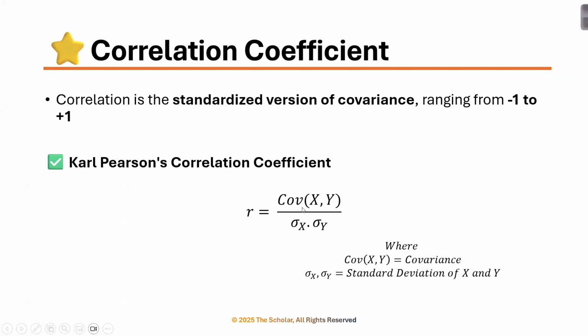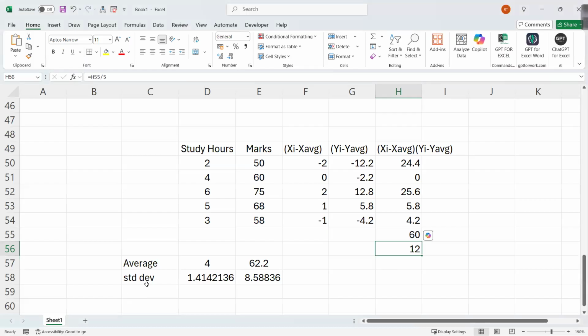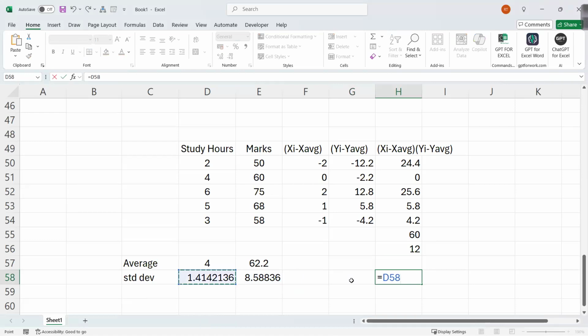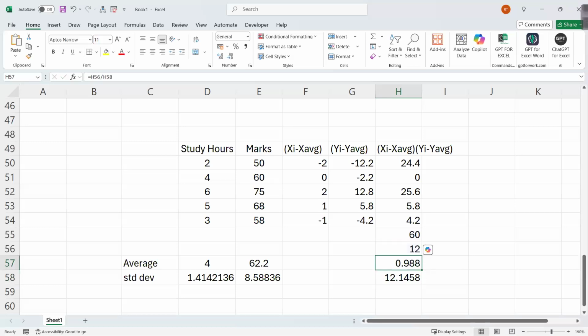Now I want to divide that by sigma of x times sigma of y, the multiplication of the standard deviation of x and the standard deviation of y. We already calculated the standard deviations of x and y, right? So let's multiply them: 12.14. Now I have to divide this by this. 0.988. The correlation value is coming out to be 0.988.